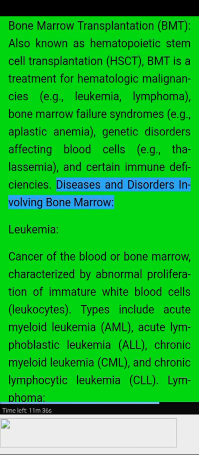Diseases and disorders involving bone marrow. Leukemia. Cancer of the blood or bone marrow, characterized by abnormal proliferation of immature white blood cells, leukocytes. Types include acute myeloid leukemia (AML), acute lymphoblastic leukemia (ALL), chronic myeloid leukemia (CML), and chronic lymphocytic leukemia (CLL).